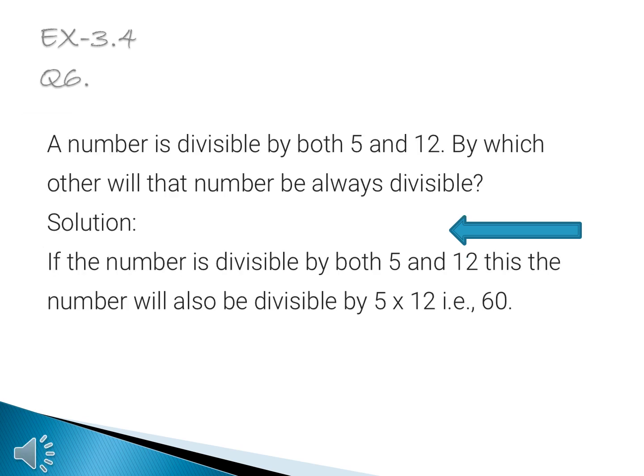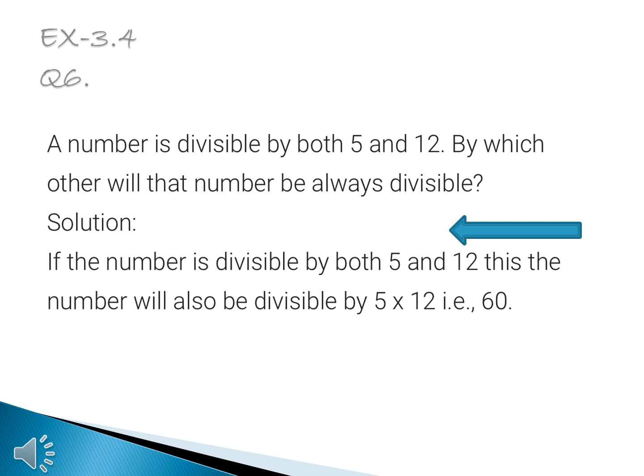Question number 6. A number is divisible by both 5 and 12. By which other number will that number always be divisible? So the given is that two numbers 5 and 12 divide a number. What other number can divide it? It is very easy again. If a number is divisible by 5 and 12, it will be divisible by the product of the two numbers as well. So find the product of 5 and 12, that is 60. If a number is divisible by 5 and 12, it will be divisible by their product also. So the answer is 60.